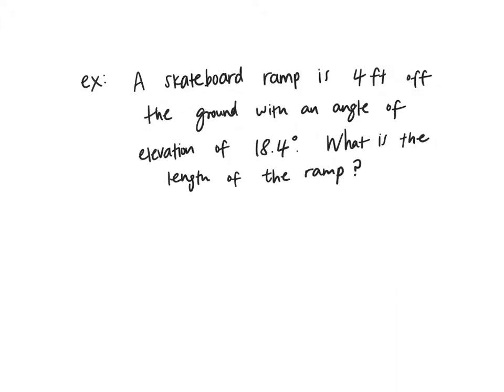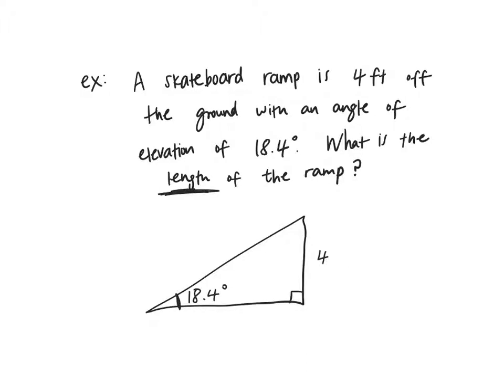Here's an example. A skateboard ramp is 4 feet off the ground with an angle of elevation of 18.4 degrees. What is the length of the ramp? So we have a skateboard ramp here, and it's 4 feet off the ground. It says with an angle of elevation of 18.4 degrees. What is the length of the ramp? So this is the ramp, so that length is what we're looking for.